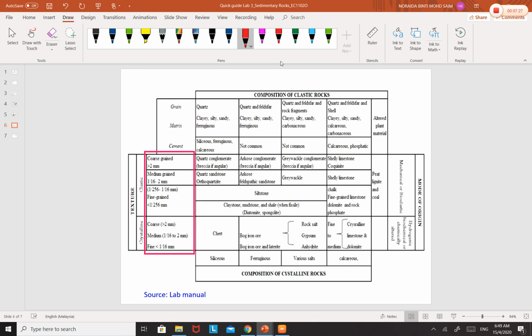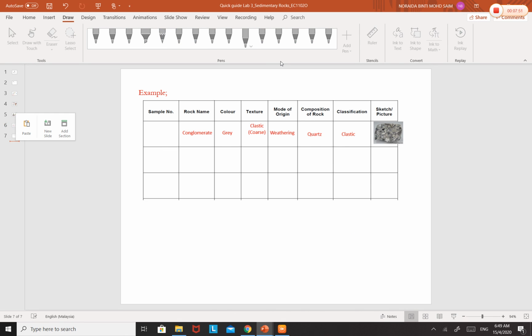So you can also refer to this source, this table. That one from the manual lab actually. Yang mana coarse grain, the particle size yang kita boleh nampak tu more than 2 mm, medium 1/16 to 2 mm. Okay, and then you can refer to this one lah. Okay, alright. So ini for example nanti contoh conglomerate, color is grey, the texture is clastic, and due to weathering, composition of rock is coarse, classification as a clastic, and also attach the picture of the sample. Okay, so I hope you can fill up.